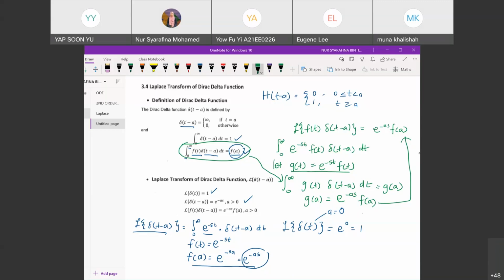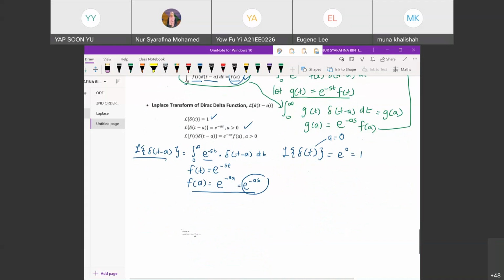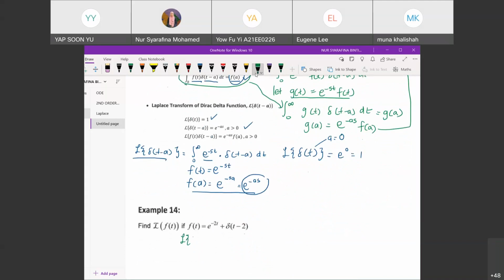Now let's try to transform a function. Don't worry, this Dirac delta function is usually quite easy because we only have delta(t) there, not delta(t minus a). So now we want to transform this. Transforming the function, we transform e to the power of minus 2t, plus transform the Dirac delta(t minus 2) here. What will you get?